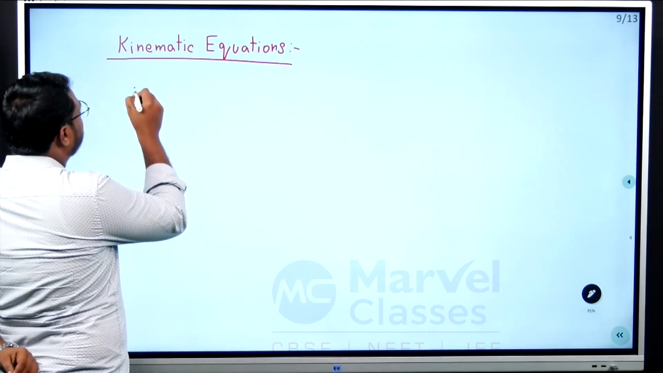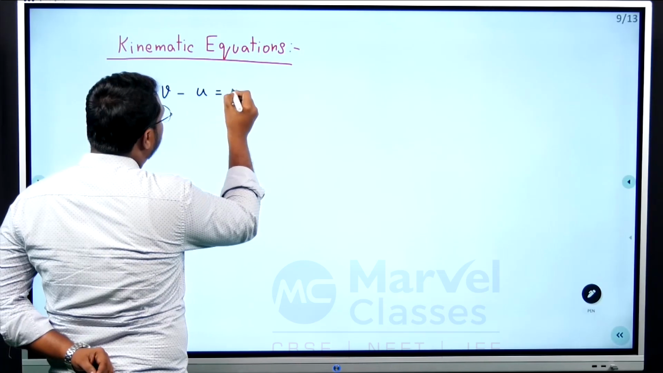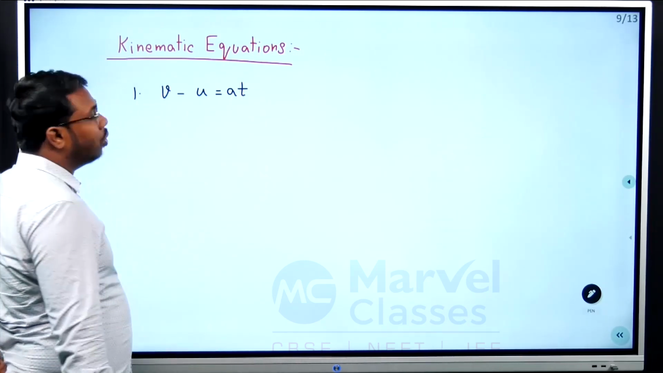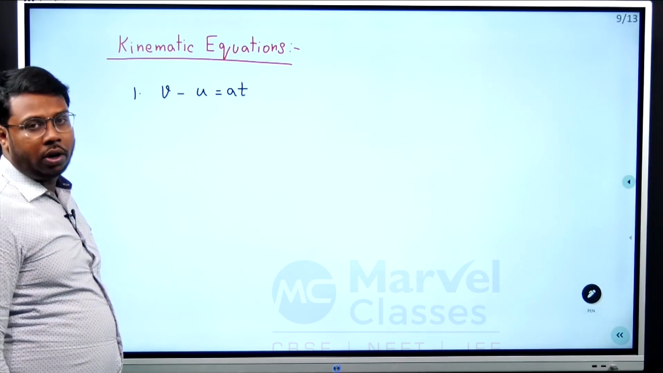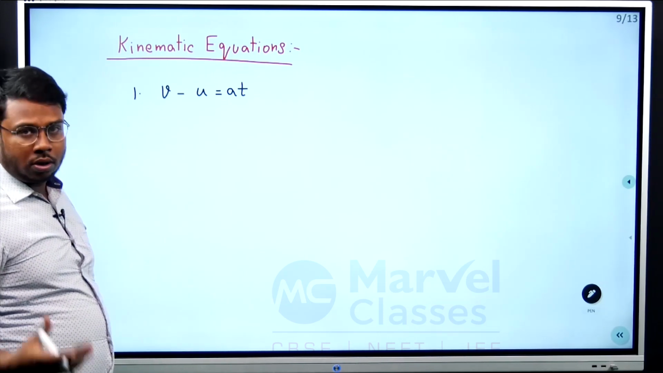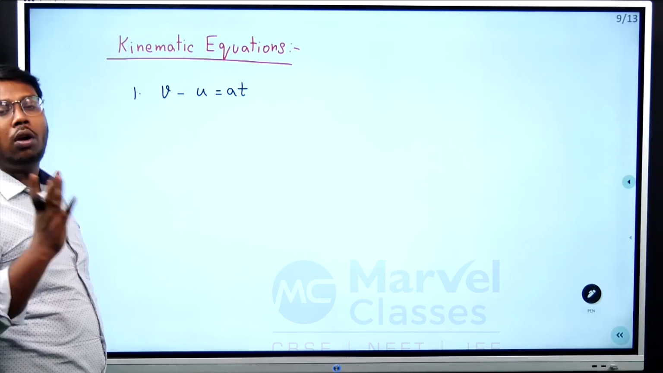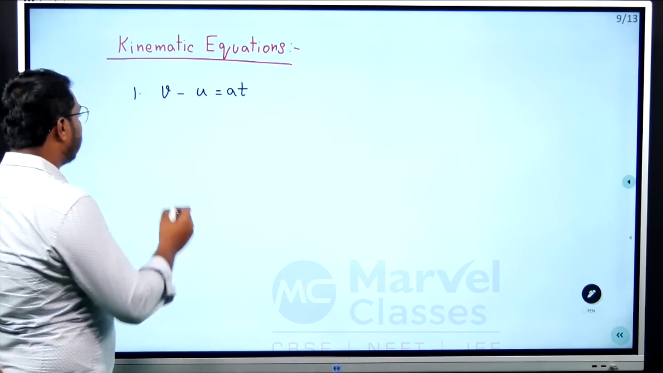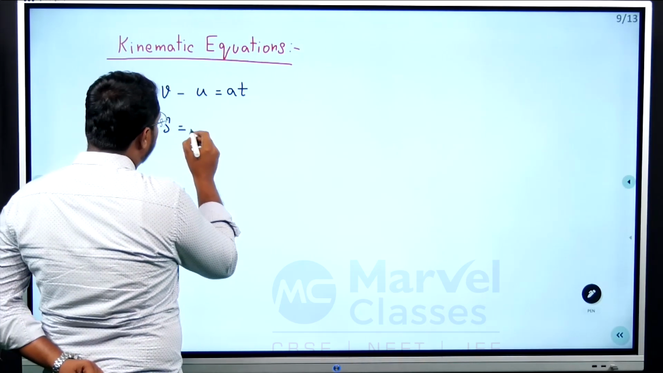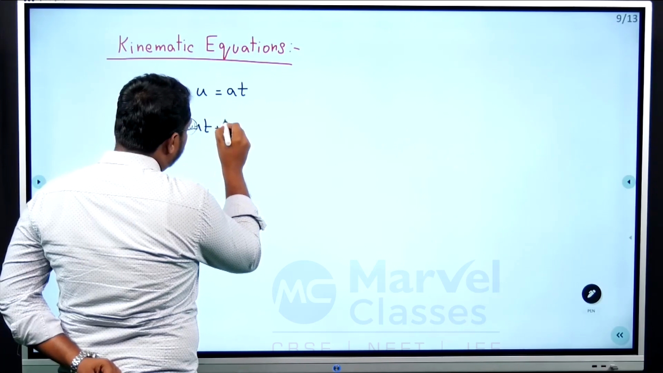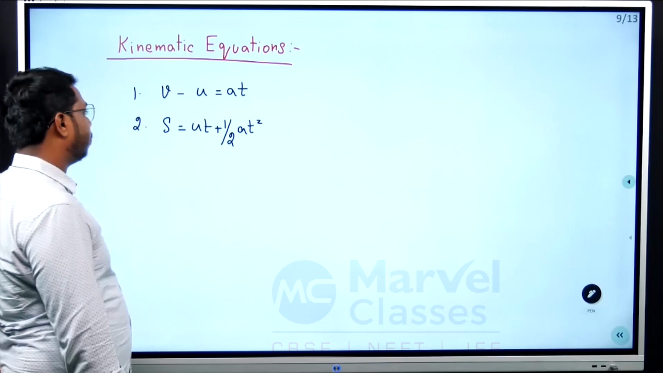The first one is V minus U is equal to AT. I am not going to derive this because these derivations are already available in your textbooks. I will just tell you how to use them to solve different numerical questions. Second one, S is equal to ut plus half into A into t squared.